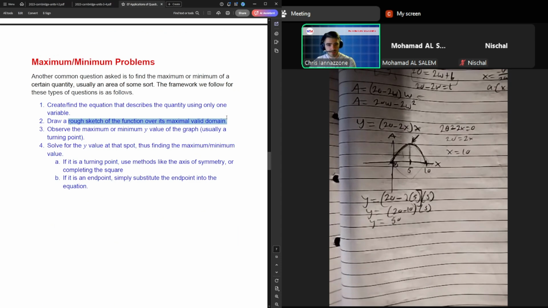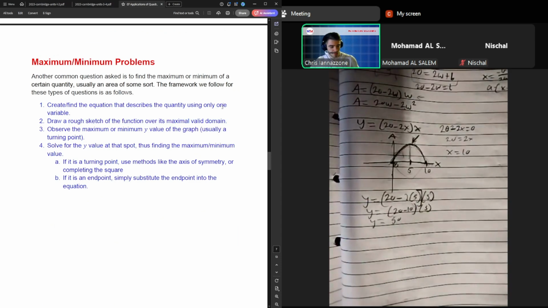From there, we drew a sketch of our graph. We didn't necessarily need to know every key feature about it, just enough to sketch it and find our turning point, because that is where the maximum occurs. And then you just use whatever method you want to solve for that turning point. Is it clear enough how we handle these types of questions?